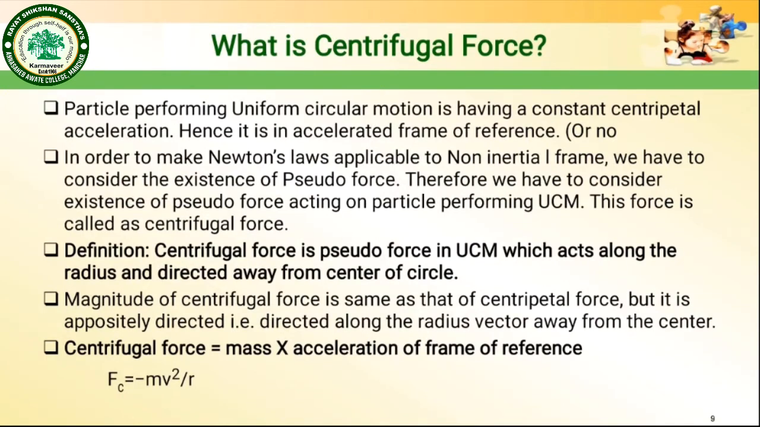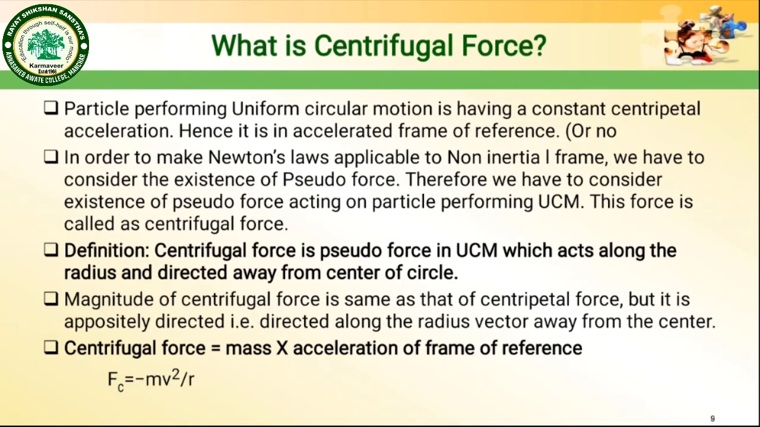The centrifugal force drives the object away from the center. It is a fictitious force. The centrifugal force formula is given as the negative product of mass and tangential velocity squared divided by the radius, which implies that on doubling the tangential velocity, the centrifugal force will be quadrupled.